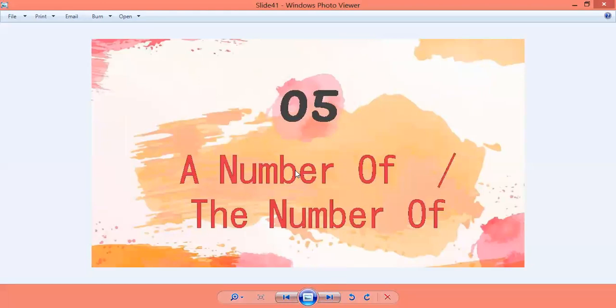Now number fifth is a number of or the number of. Any sentence, just like neither nor and either or, that starts with a number of or the number of, will have either a singular or a plural verb. Let us see.